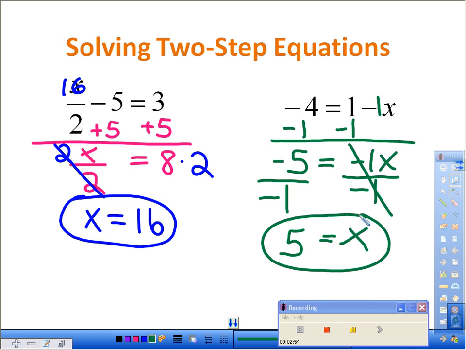Let's go back and check our work. If we plug that into the original equation, negative 4 equals 1 minus 5. Is that true? 1 minus 5 does equal negative 4, so we know that 5 is the correct solution.